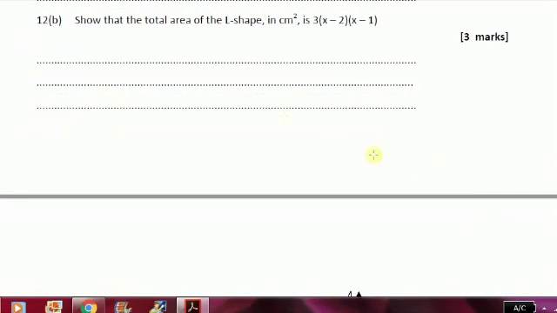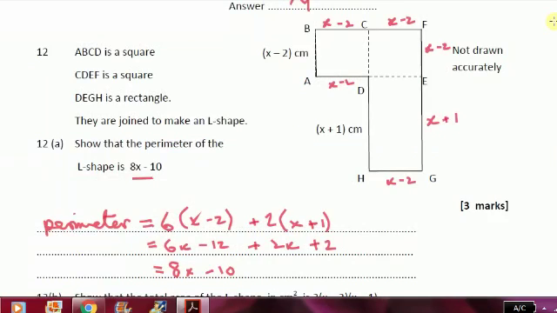And 12b, show that the total area of the L shape in square centimeters is 3 brackets x minus 2 times x minus 1. So let's give these some names, I think. What should I call them? Q, R and S, I think. Yeah, let's do that. Q, R and S.